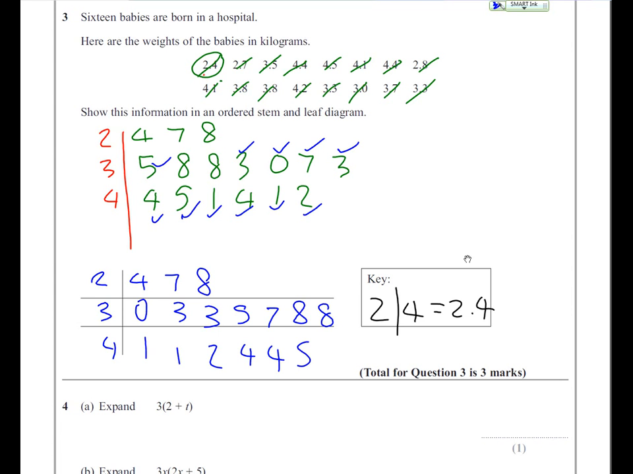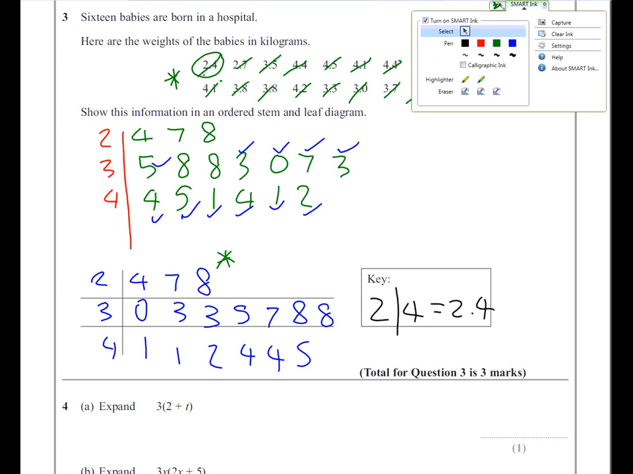Little trick you should do probably, if you've got time at the end of the paper, check you've got the same amount of numbers here as you've got here. You don't want to lose a mark there. But if you've done that correctly, you get yourself 3 marks.